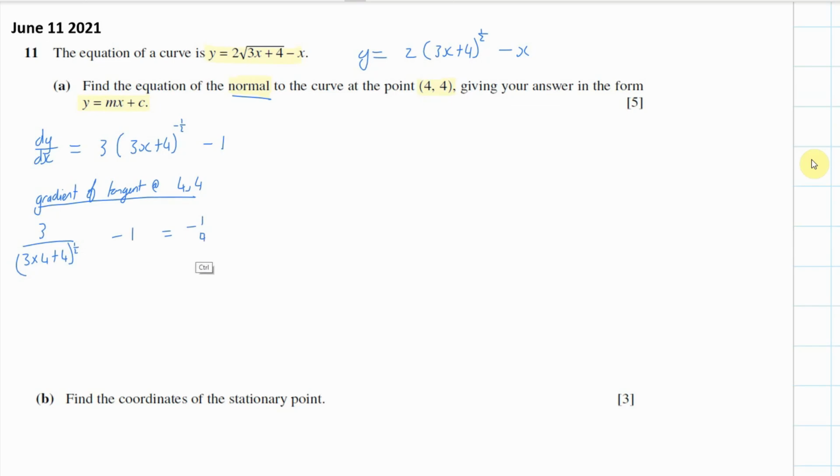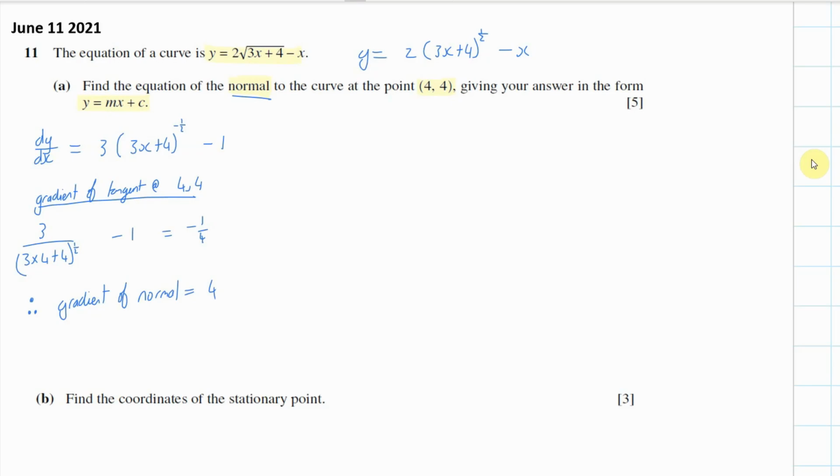That's a bit messy, isn't it? So negative 1/4, and therefore the gradient of the normal is going to be the negative reciprocal of that, so 4, because the gradient of the normal is perpendicular to the tangent at that point. So there we go, that's the gradient of the normal.